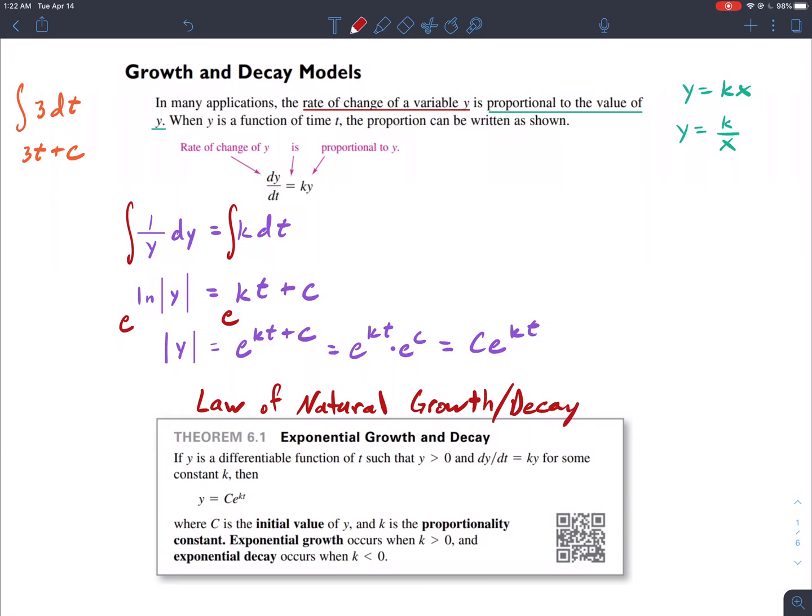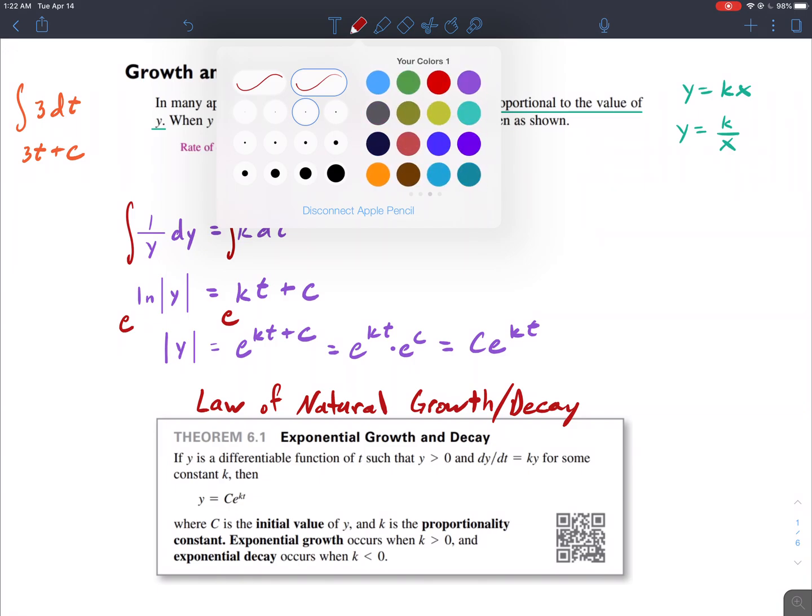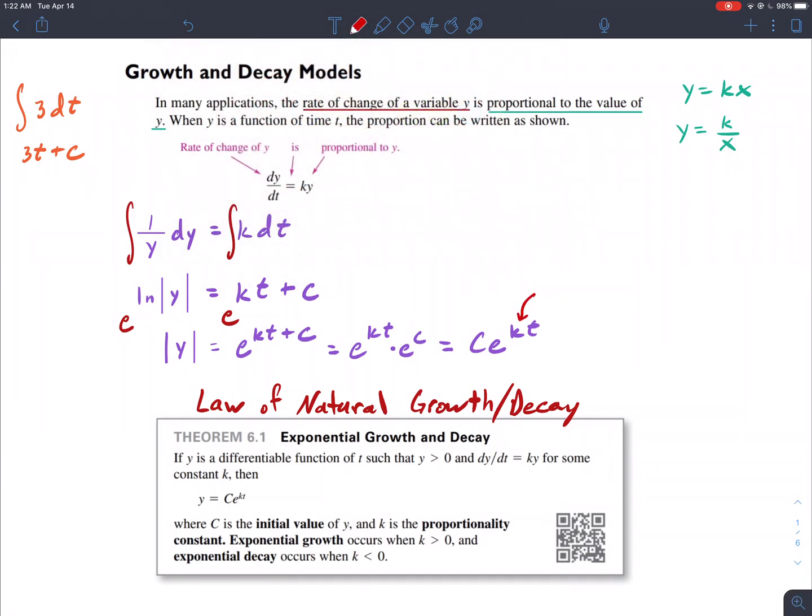K, this constant here, is what we refer to as the constant of proportionality in the dy dt, or up here in y equals kx or y equals k over x. But really, when we've solved for y, k is what we refer to as the relative growth or decay rate.